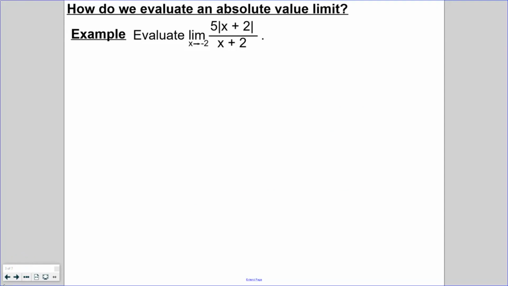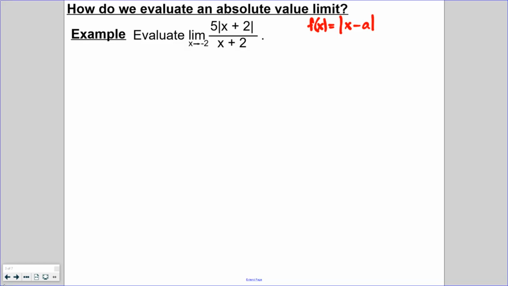All right, so let's take a look at our first limit of an absolute value function. Here we want to evaluate the limit as x approaches negative 2 of 5 times the quantity x plus 2 over x plus 2. Before we do that, let's take a look at how our absolute value function compares to the general absolute value function. And what do I mean by that? Well, our general absolute value function is f of x is equal to the absolute value of x minus a.